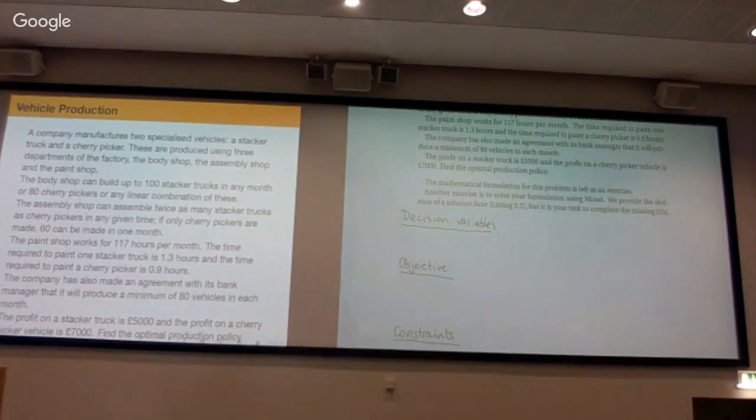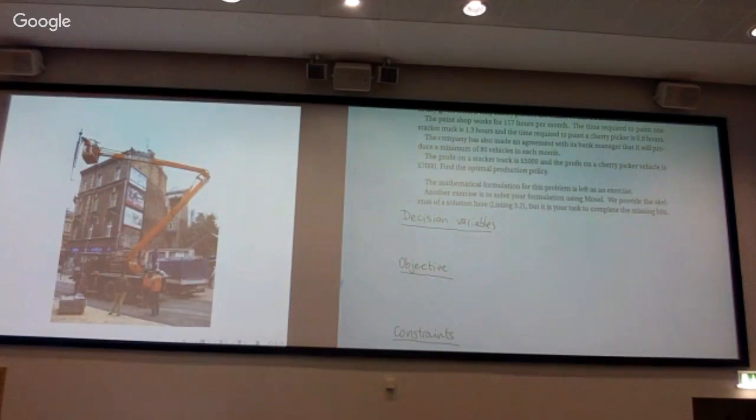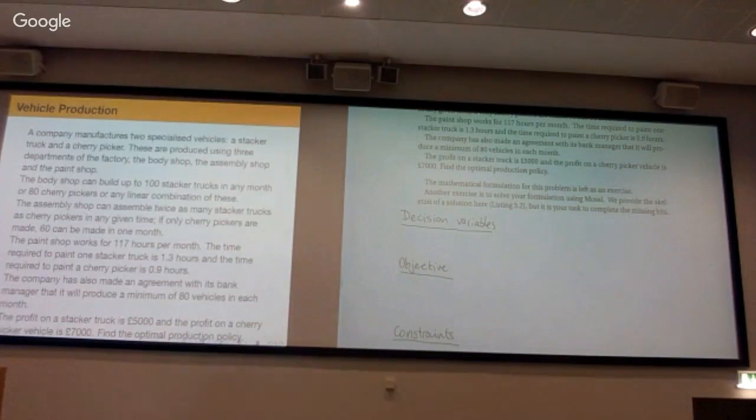Let's read the example. We have a company that produces two kinds of vehicles, stacker trucks and cherry pickers. What is a stacker truck? I've got a picture. Something like this. And what is a cherry picker? It's something like this. Okay, so it's a manufacturer of these kinds of vehicles. And they manufacture nothing else. And then they have some things there.